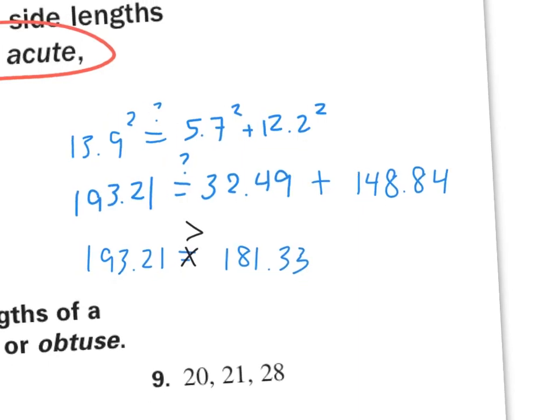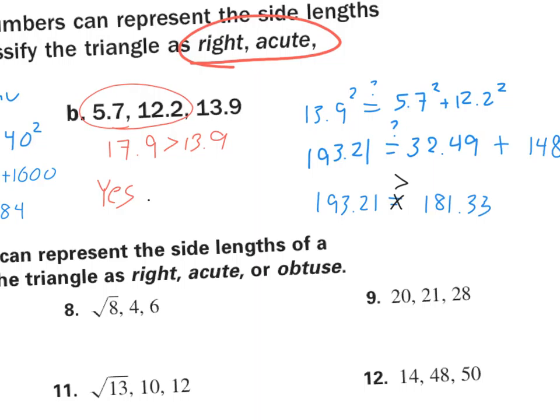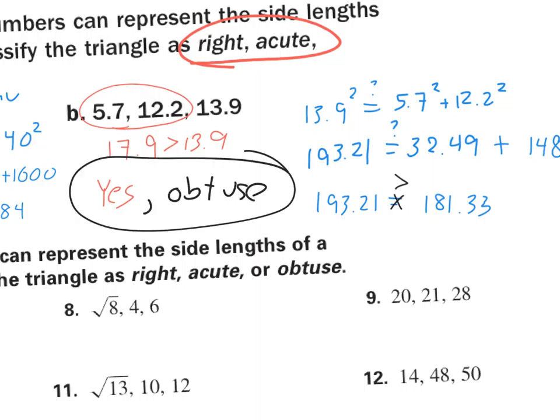And we see here that the 193 is greater. So now my conclusion is this: yes, it is an obtuse triangle.